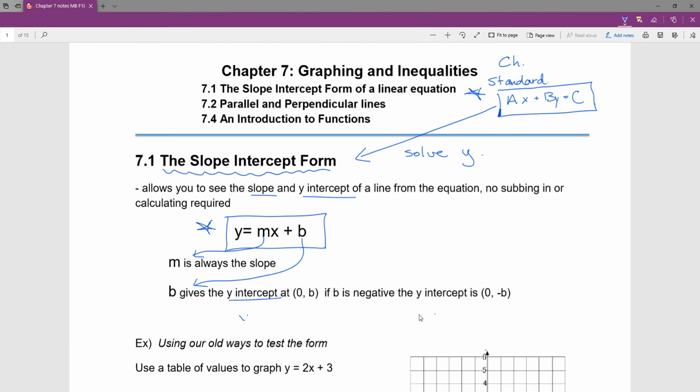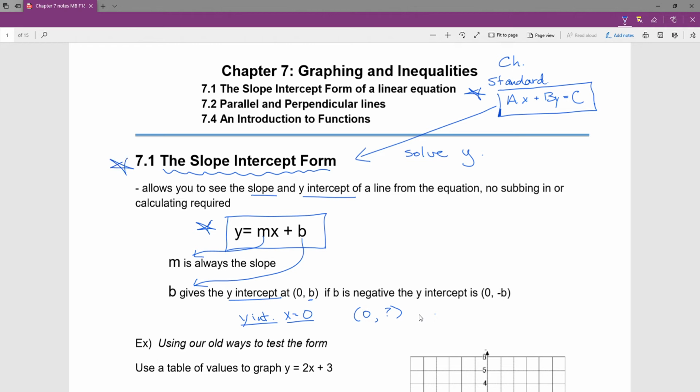So we remember that the y-intercept, when we were solving for intercepts, was where x equaled 0. That's how we found the y-intercept. And y-intercepts are always 0, comma, something, right? So this b value is the y of the y-intercept. If the b happens to be negative, that just means that it's a negative y-intercept. So that introduces you to the slope-intercept form.